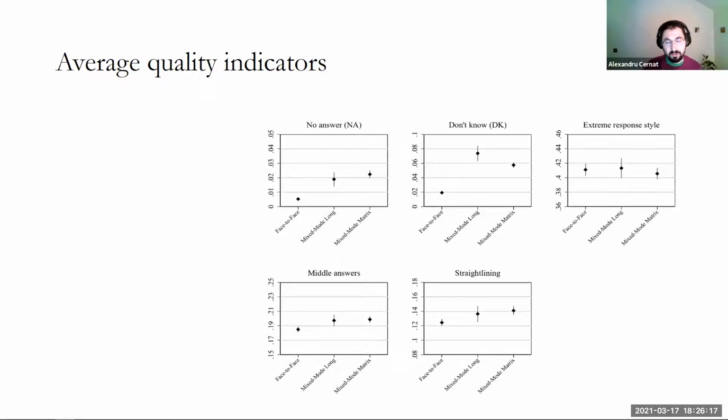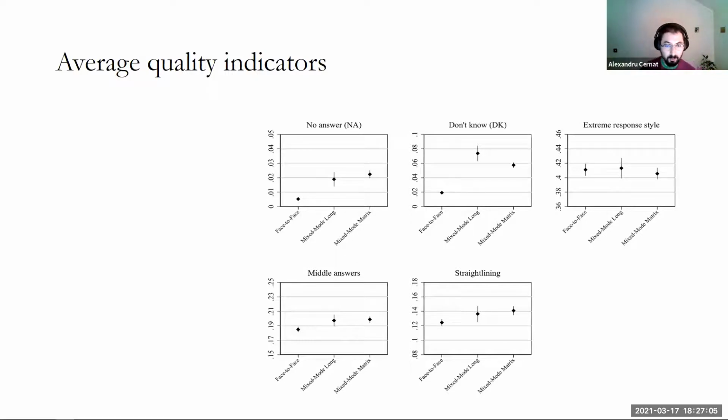We look at a couple of other quality indicators. We made indicators and averaged them over all the questions. For example, for the number of no answers, we see that the mixed mode design has significantly more of those compared to face-to-face, although there's no difference between the short and the long version of the mixed mode. This is also true for the don't know answers, although here the long version of the mixed mode is significantly different from the short mixed mode design. If we look at the number of extreme responses, we see there's no significant difference between the three designs.